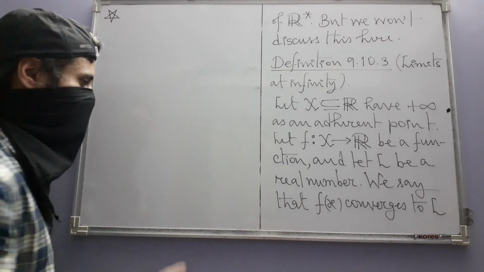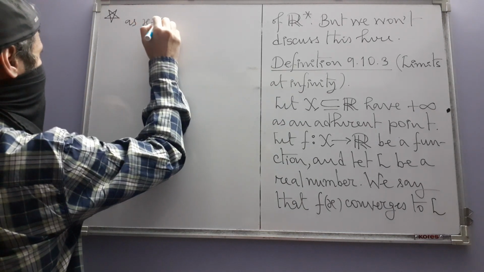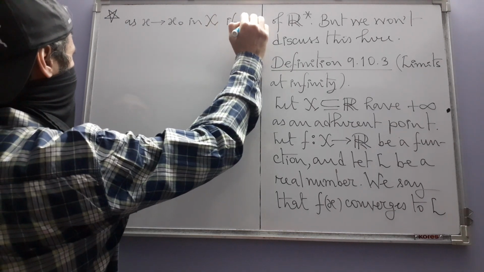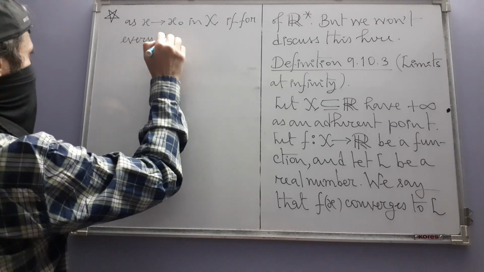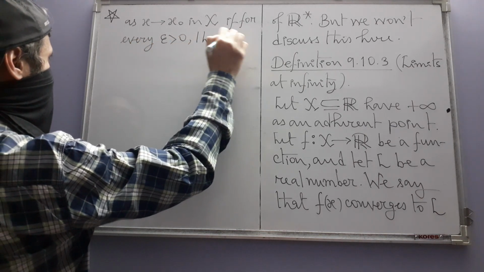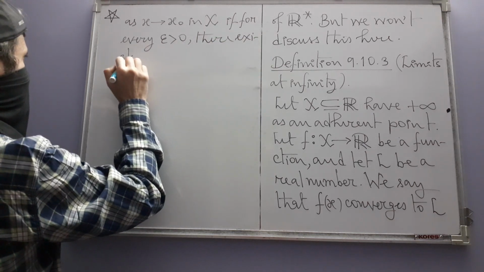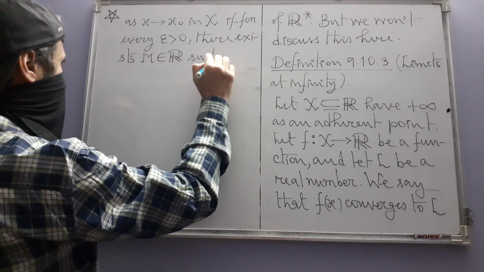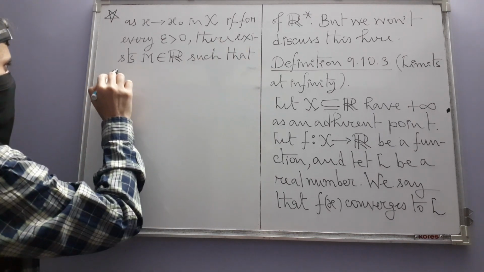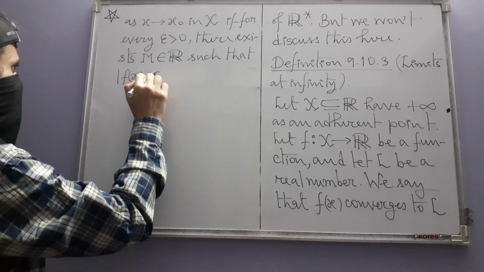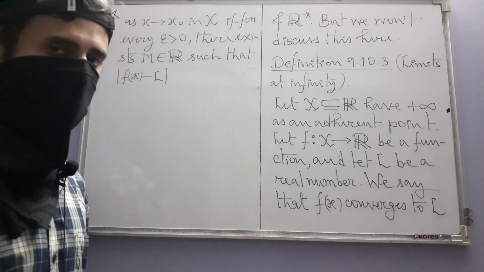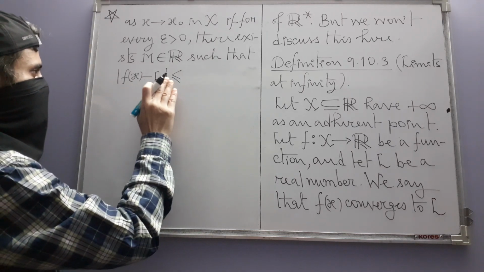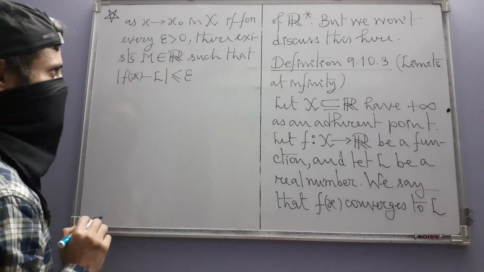f(x) converges to L as x tends to x naught in X if for every positive epsilon there exists a real number m such that, Tao writes the next thing in words, but ultimately that just means this, such that f(x) is epsilon close to L, but that just means this.